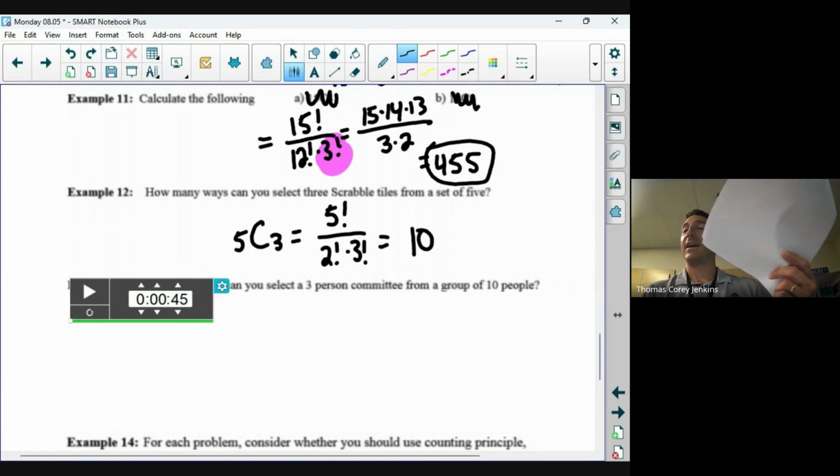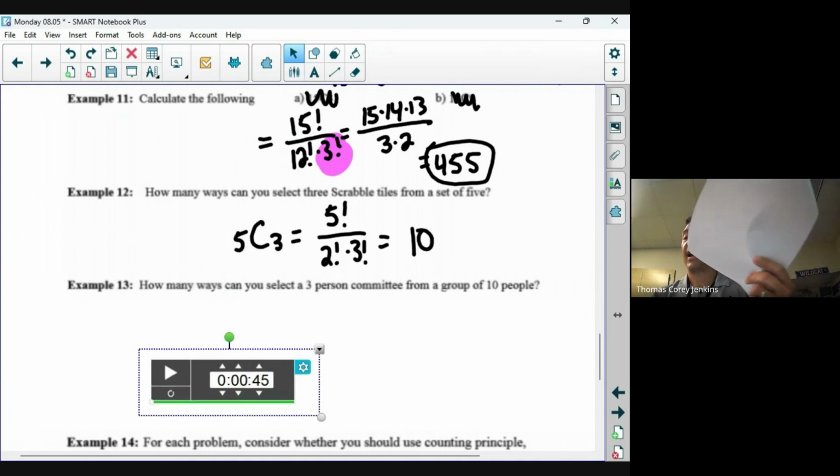You guys go ahead and try that last one. How many ways can you select a 3-person committee from a group of 10 people? Just so you know if you're in the right ballpark, this number is somewhere between 1 and 200 ways, closer to 100. If you got a number that fits that bill, you probably did it right.